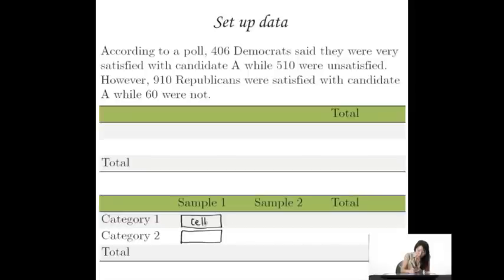And these are called cells, right? That's a cell, and that's a cell. When you add these frequencies up, you should get the total number of people in sample 1, right? So in that way, all the information from sample 1 is in a column. Same thing with sample 2. All the information from sample 2 should be in a column.